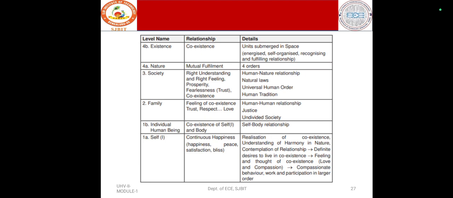Understanding these units in space starts with self, individual, human being, family, society, nature, coexistence. There are innumerable units in existence, that is air, water, soil, earth, sun, moon, plants, trees, animals, birds, human beings, etc. We've explored these units in quite some detail in the module on harmony in nature. Now we see that these units are in space. The coexistence of the two is in the form of units submerged in space. So we'll explore some of the identifications of units in space.